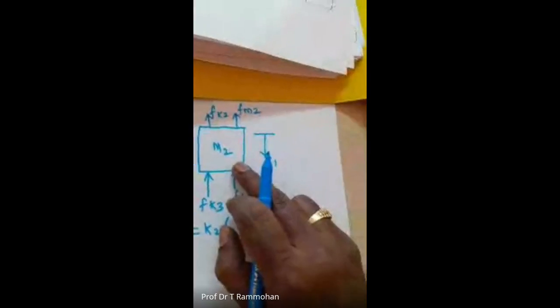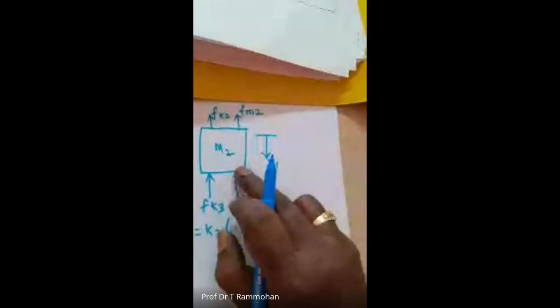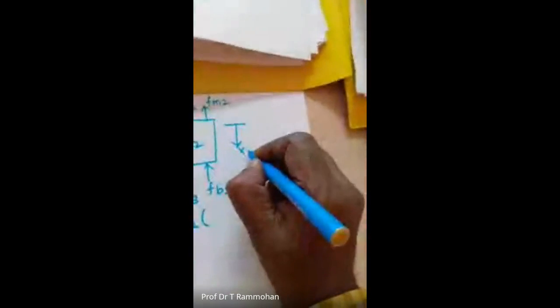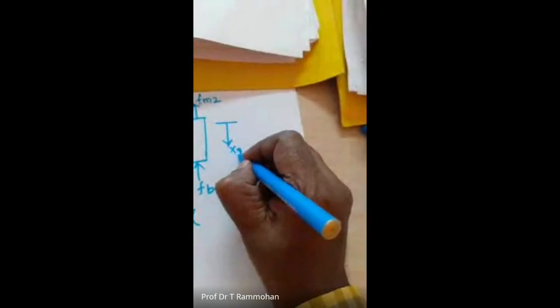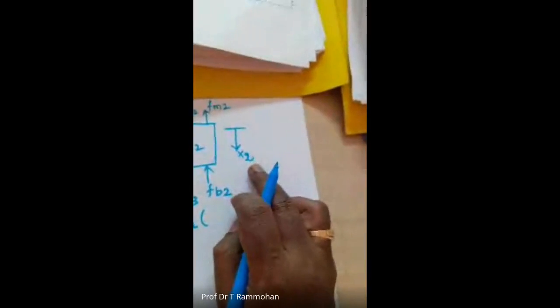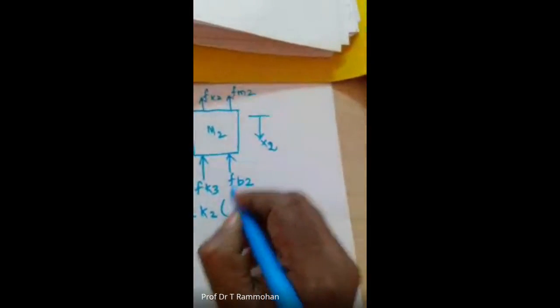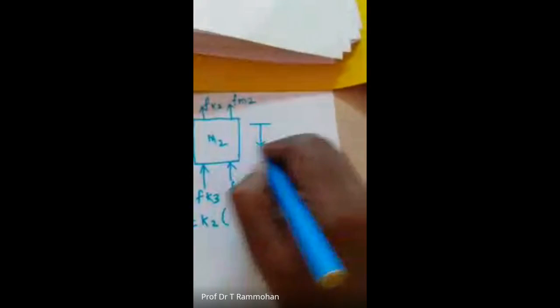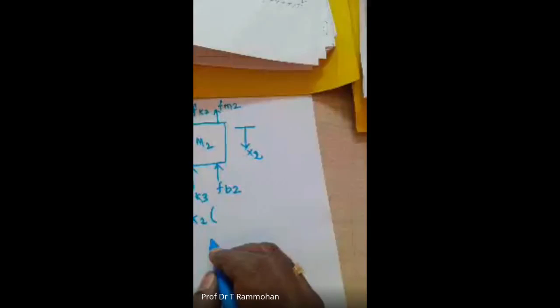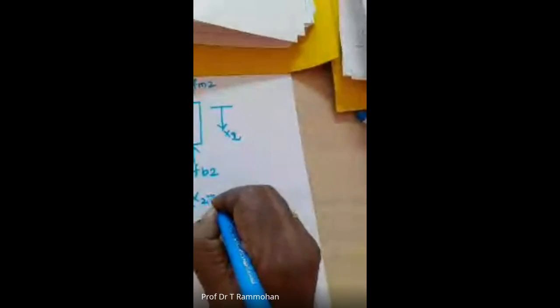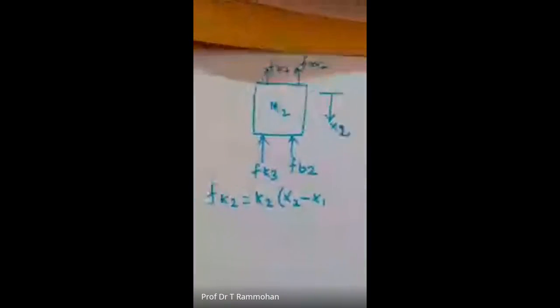Now we consider the mass M2. The displacement connected to mass 2 is x2. So x2 is positive. Spring K2 is connected to mass 1 also. So the equation will be x2 minus x1. Is it clear?